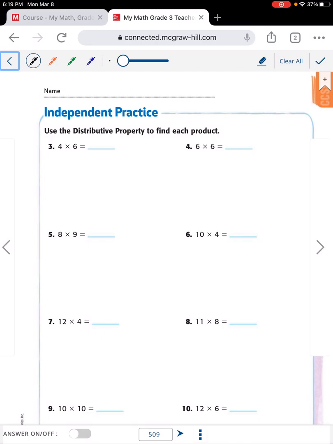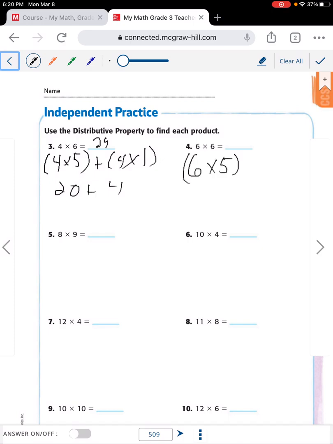So starting off with this first one, we have 4 times 6. We're going to keep the 4, but we're going to decompose the 6. So I know I'm going to do 5. So 4 times 5 plus 4 times what makes 6? 5 plus 1. So we have 20 plus 4. 24. Next, 6 times 6. Break it down. We have 6 times 5 and 6 times 1. So we have 30 plus 6, which equals 36.